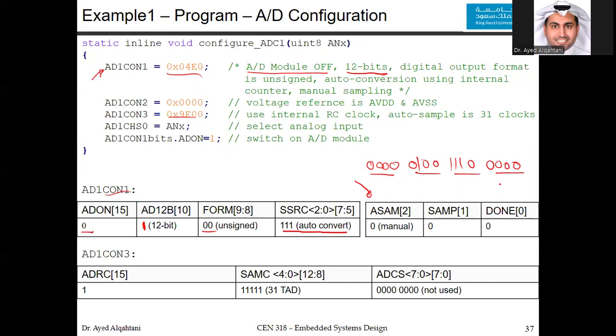But remember, this part here, the first part, usually it's 0, because you usually use a manual sample.